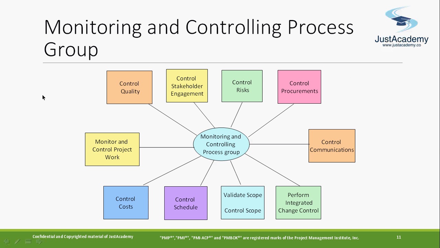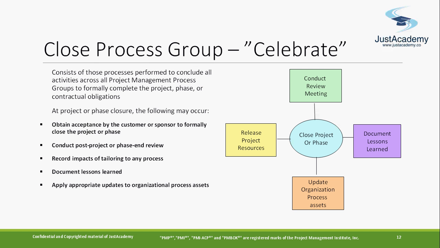This is monitoring and controlling, where you have these processes: control quality, control stakeholder engagement, how to control your risk, control procurement, and communication. So when you see the word control, you can simply say it's part of monitoring. It's a very easy way to identify which processes belong to the controlling group.